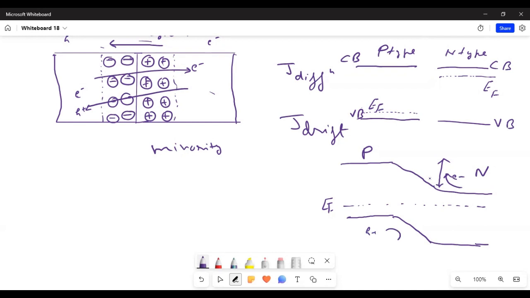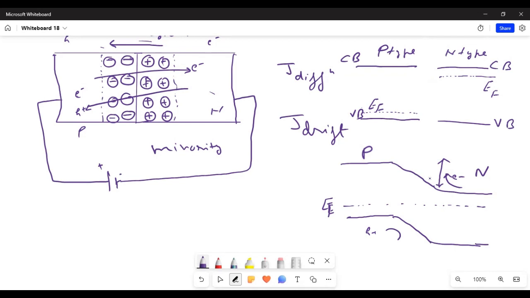So we can change this field or this potential if we apply a potential. Let's say we make a connection such that the p side is connected to positive and the n side to negative. So the p side is positive, it will repel holes, and push more holes towards the n side. What does that mean? It increases the diffusion component.